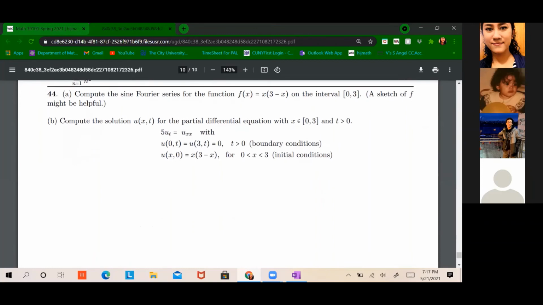For 44, you really have to do some work because for the first part, you're looking for the Fourier sine series. And for the second part, you are using the first part to write out the solution to the heat equation. So are we okay with the heat equation stuff? I solved this. If somebody else solved it, we can compare answers. I'm not sure if it's right though.